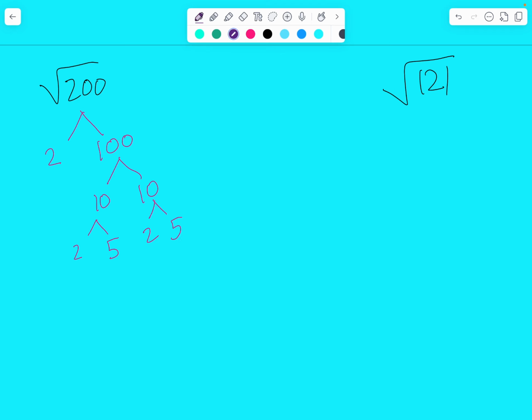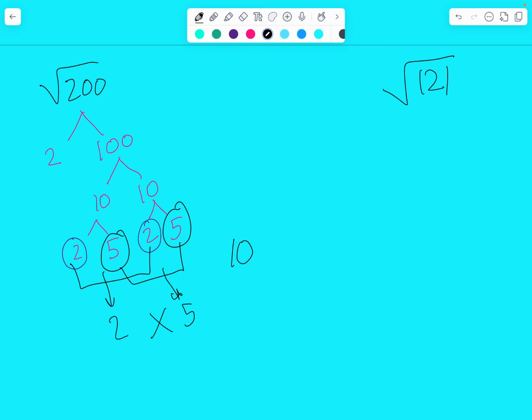So, I'm going to use purple. You got a 2 here, and you got a 2 here. You got a 5 here, and a 5 here. So, they become 1, you got a 5. These two 2s become 1, you got a 2. What's 2 times 5? 10. So 10's going to go outside the square root. She had 5 times 2 outside the square root, because they buddied up and went outside together.